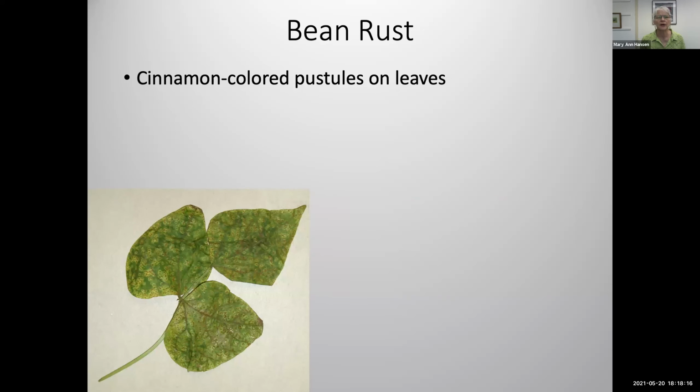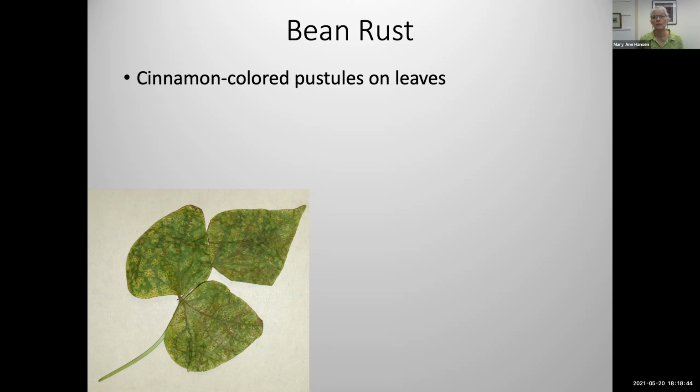We're going to talk about another fungal disease on bean. It's called bean rust. And again, this term rust is a name of a group of fungi. So there are a lot of different species of rust fungi, each of which has its own life cycle and own set of plant hosts. The bean rust fungus is pretty restricted to beans.